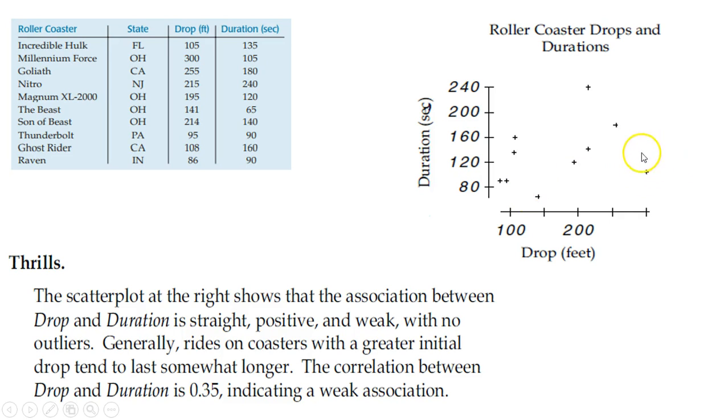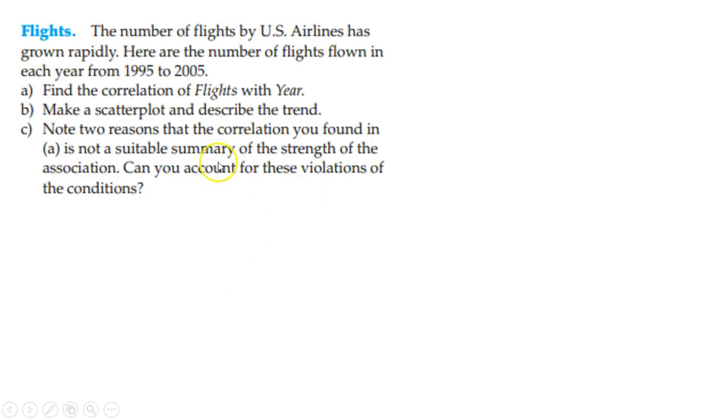With no total outlier. I mean, you could argue that maybe some of these might technically be outliers, but generally, rides on coasters with a greater initial drop tend to last somewhat a little longer, right? The drops are bigger here, they're lasting longer. The correlation between drop and duration is 0.35, so it's pretty weak. The association between them is still pretty weak, though, and you could get that by plugging each of those in. All right, when we come back here, I will take a look at correlation here with flights.